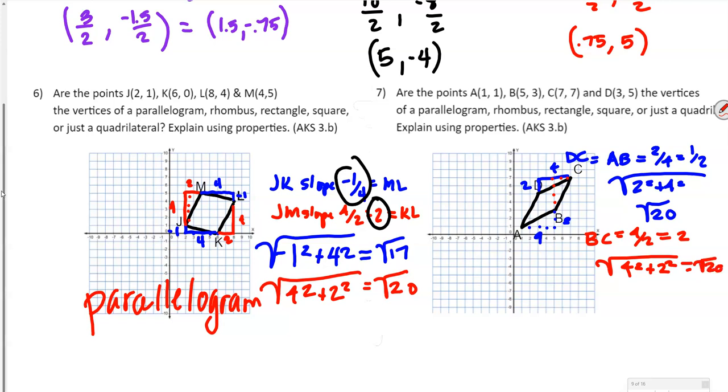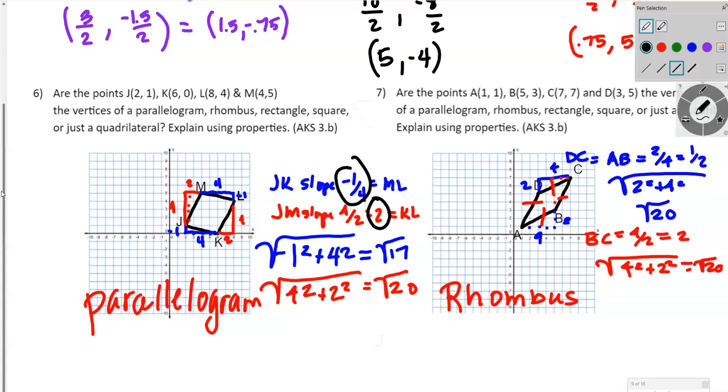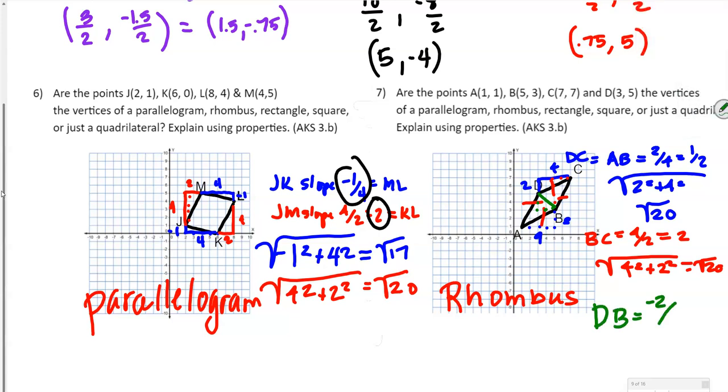So what have we just discovered? That all 4 of these sides are equal. So this is a rhombus. That's our property. Now there's another property you could have looked into, which are the diagonals. And I'm just going to show you that quick. This is falling from left to right. So 1, 2 down, 1, 2 right. So DB has a slope of negative 2 over 2, which is negative 1.